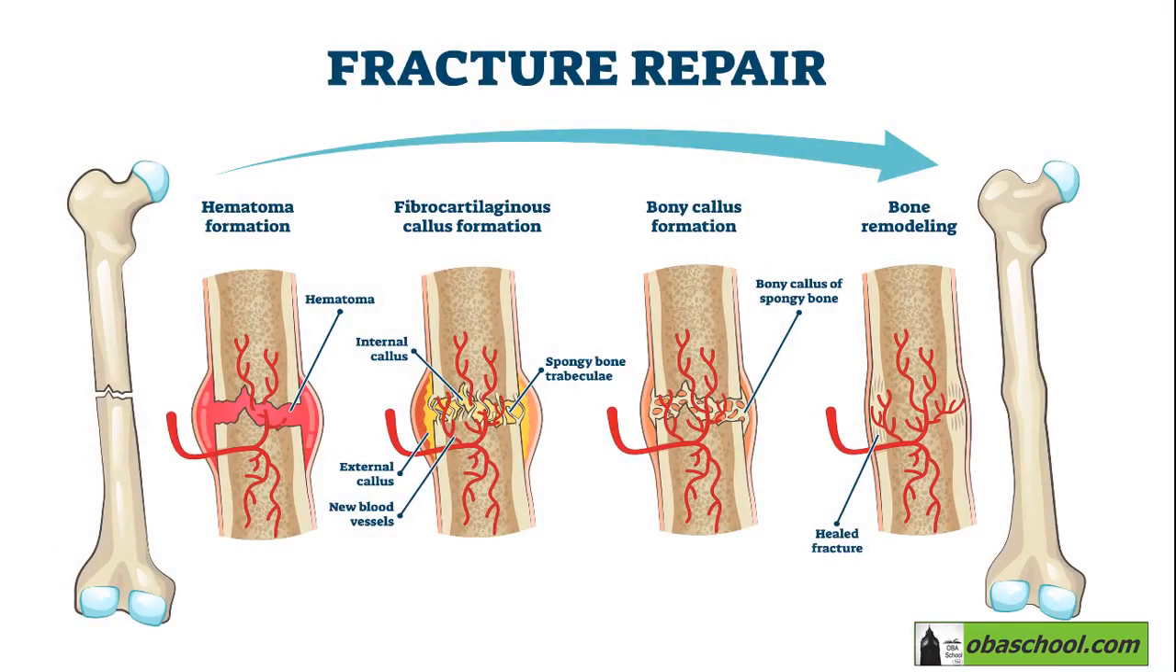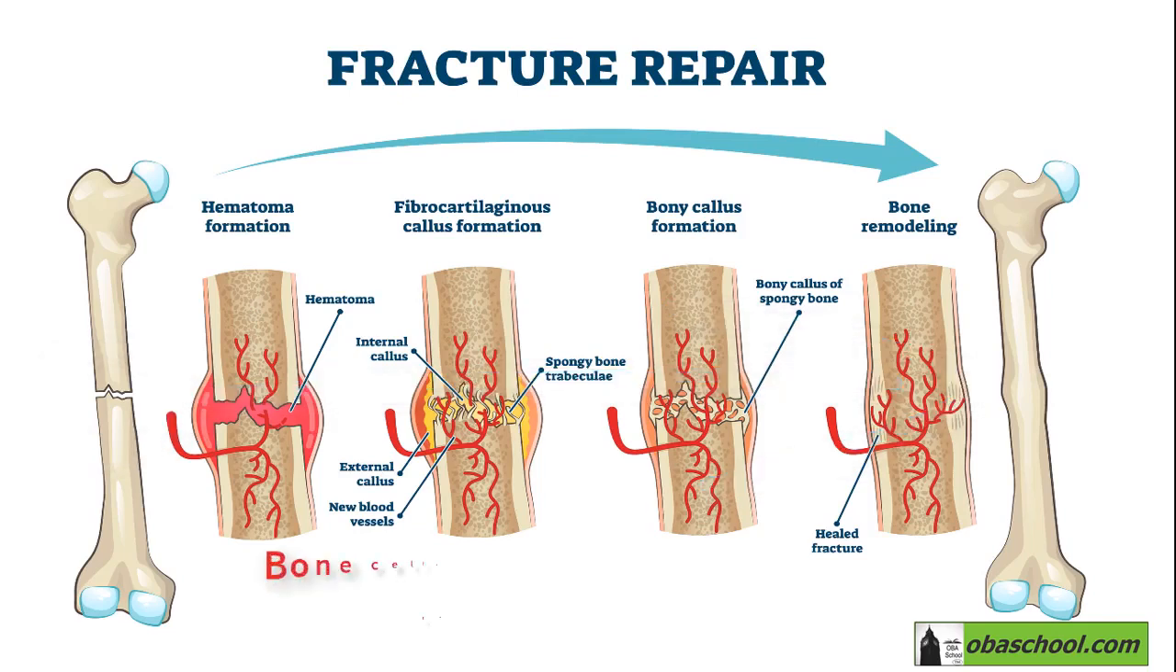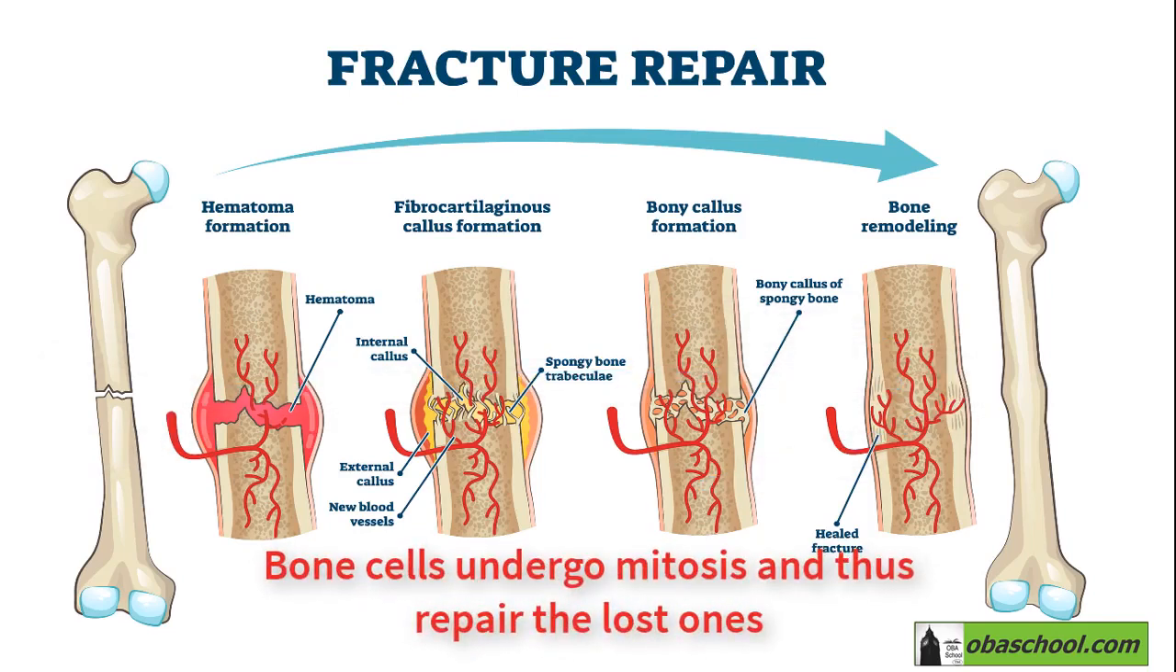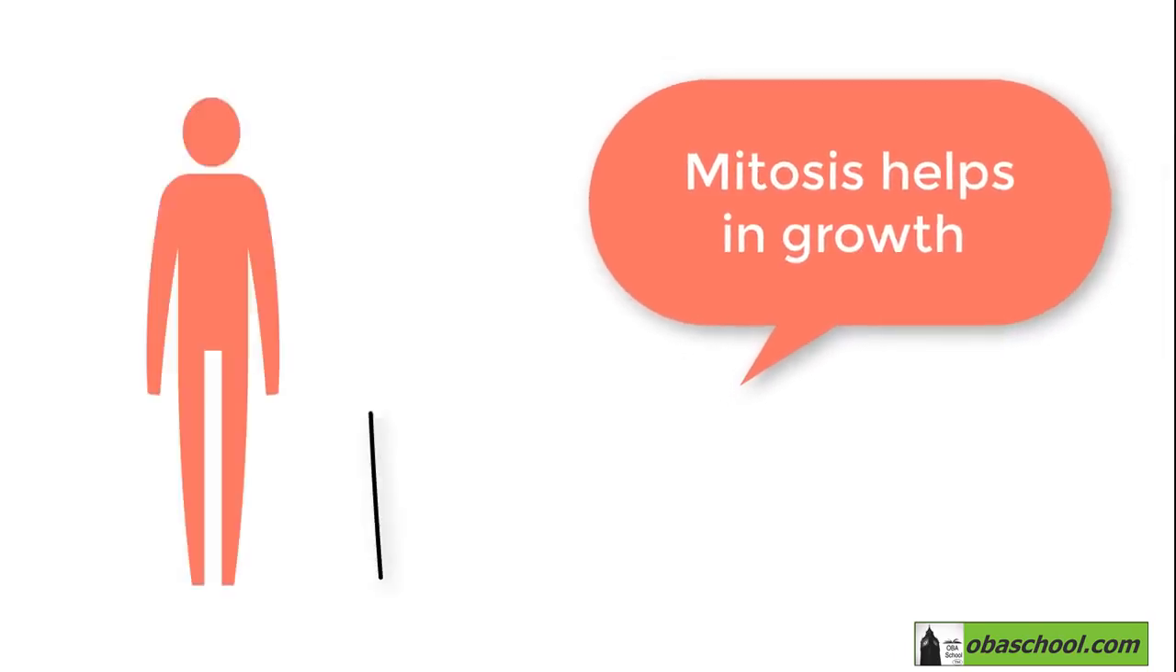Have a look at this example of a fractured bone where an injury is repaired by mitosis. This happens because the cells of the bone start to divide and multiply until they replace the lost cells and the damaged ones. Finally, mitosis is also important in growth.